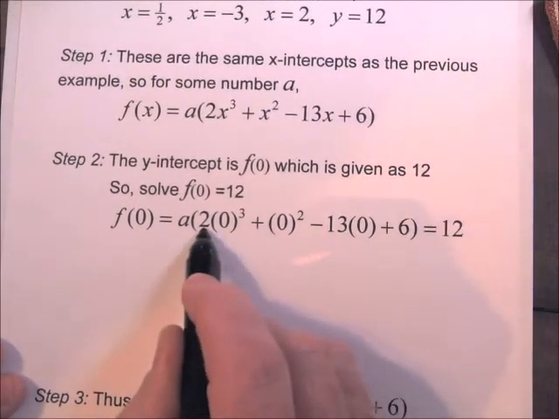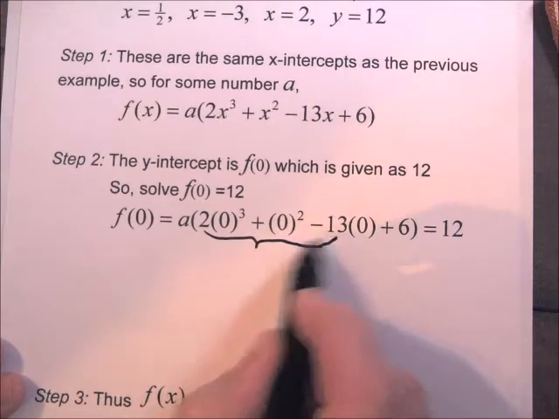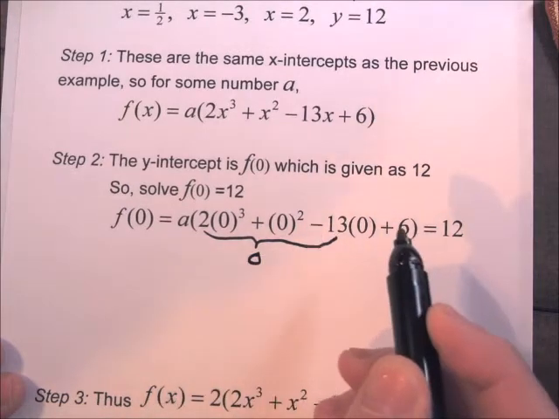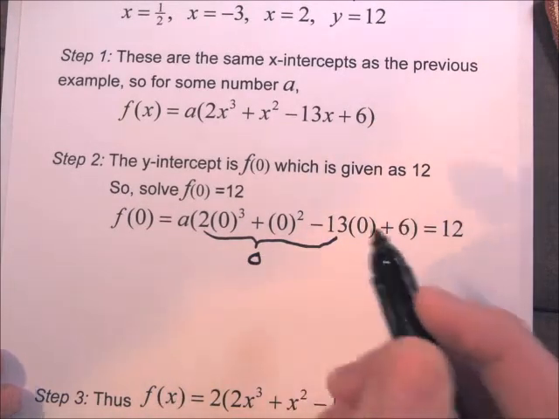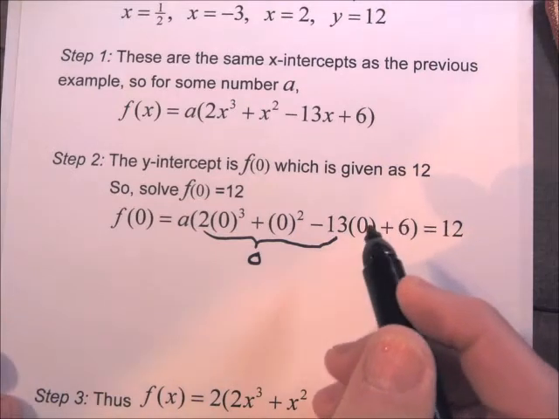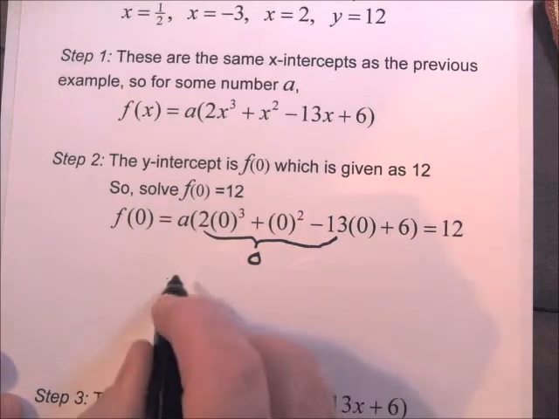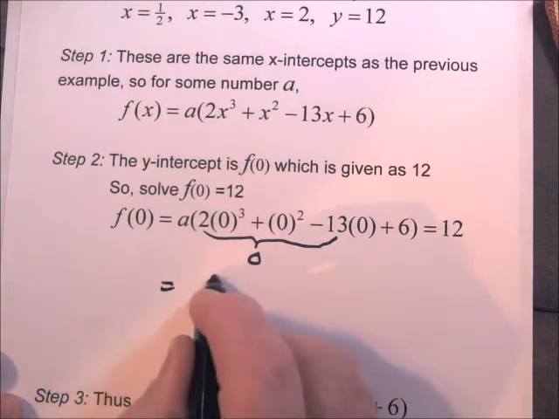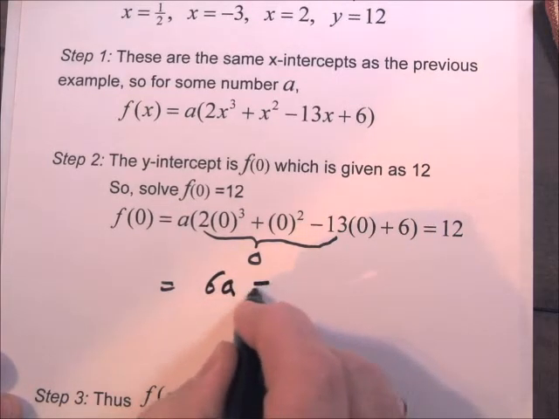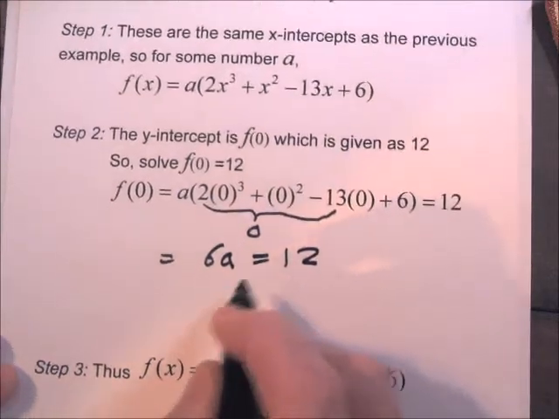So these first three terms are all equal to 0. 0 cubed is 0, 0 times 2 is 0. But that leaves us with 0 plus 6. So we're going to have a times 6, or just 6a, is equal to 12, and divide both sides by 6.